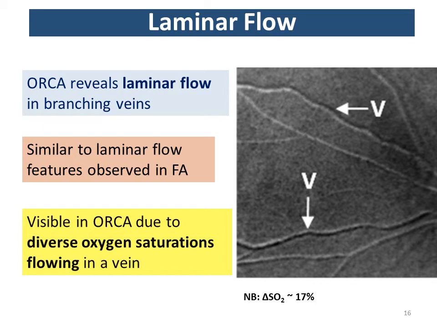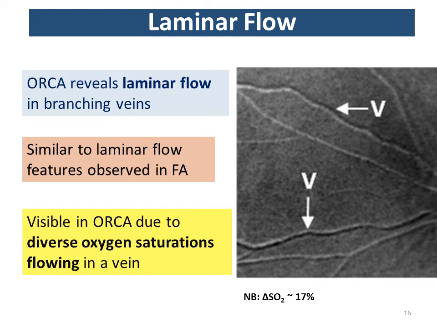And now the laminar flow that we can see, well, it's due to diverse oxygen saturations flowing in veins. So if you've got two branching veins, two veins coming in, joining to make a larger vein. One vein maybe has a shorter, the blood takes less time to circulate than blood that maybe takes another path, and these will have different oxygenations, and these flow in a laminar flow fashion, which was one of the things discussed at the Oximetry Workshop 2 years ago.